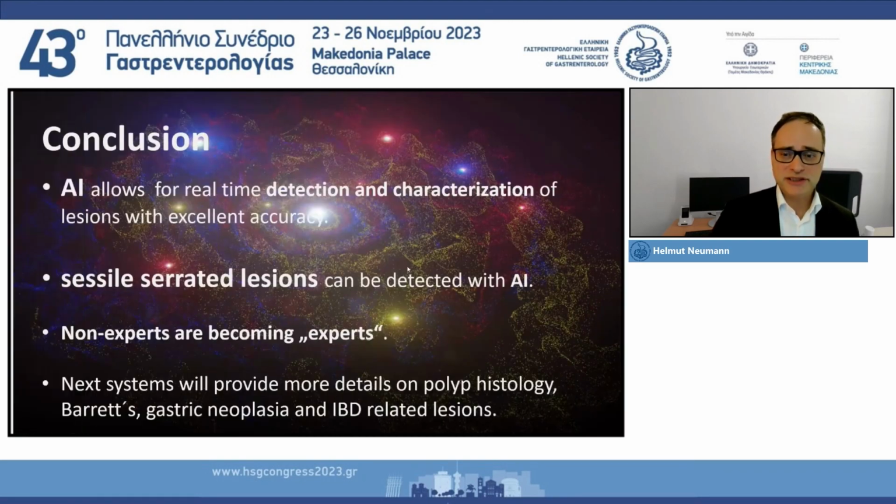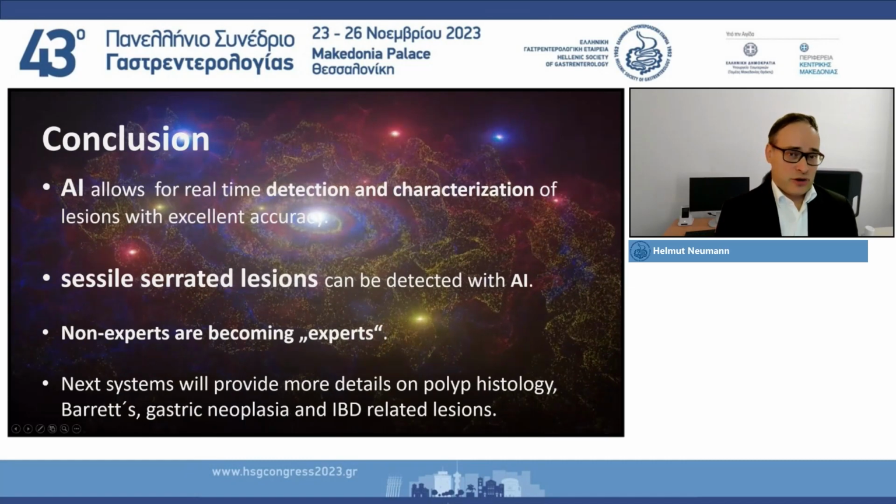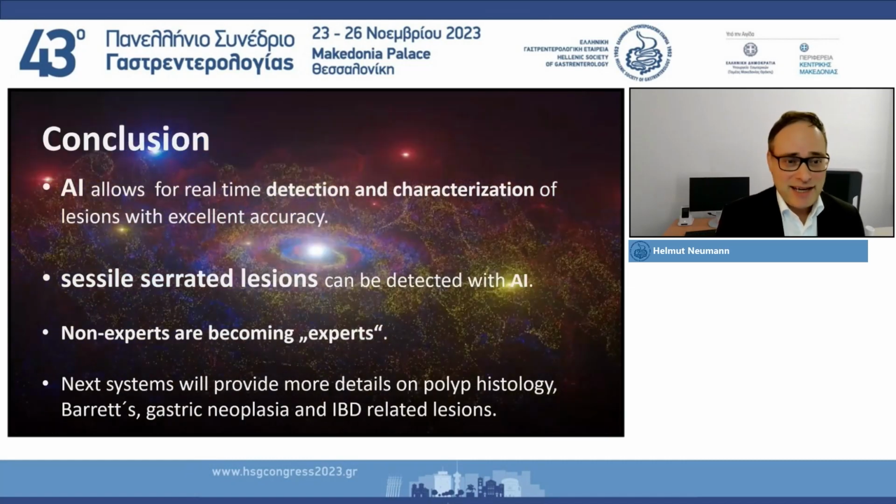So, dear chairpersons, dear friends, dear colleagues, thank you so much again for having me, at least in my office here. I think we have seen that artificial intelligence now allows for real-time detection and characterization of colorectal lesions with excellent accuracy. We are also learning that the new AI systems are able to detect and characterize sessile-serrated lesions. I've shown you the videos. Non-experts are now becoming experts faster by using artificial intelligence.